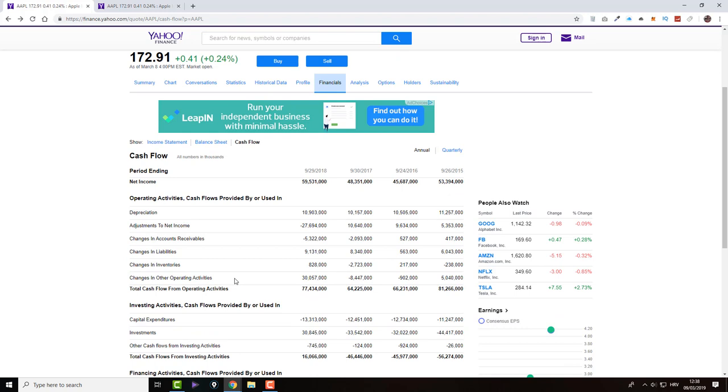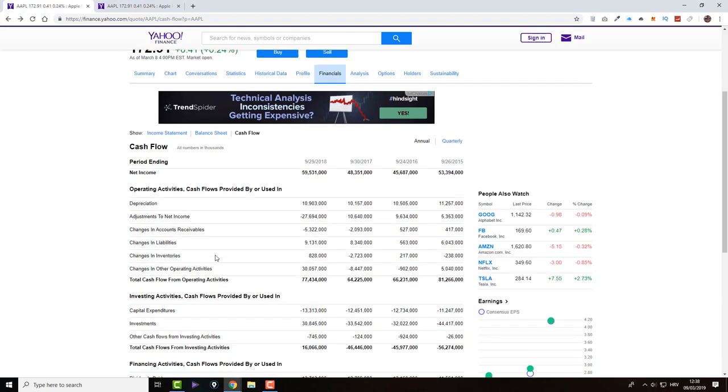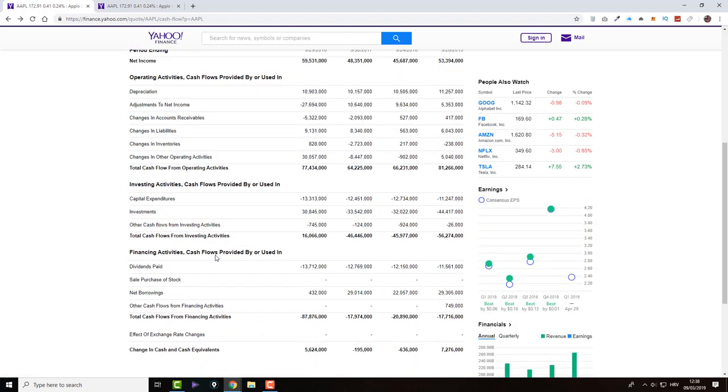One of the cash flow sections is operating activities. That's the money that the company makes from its operating activities, its usual business. But there are other ways that a company can make or spend money. One of the other sections is investing activities, because a company like Apple can also invest in other companies and make money from dividends or from different types of investing vehicles.